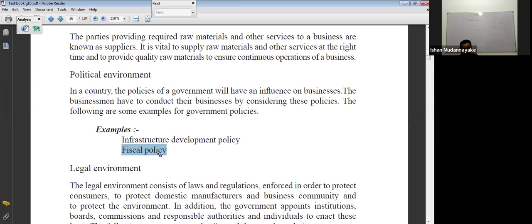Budgetary policy discusses how to earn government income and how to spend government income in the next financial year. Now we are in 2024, then in 2025, government income and government expense are discussed under fiscal policy. A similar word for fiscal policy is budgetary policy.